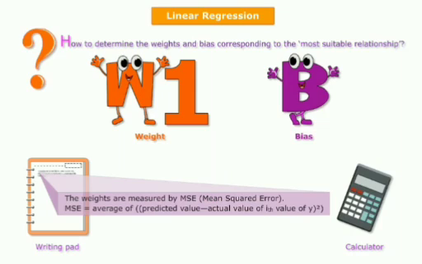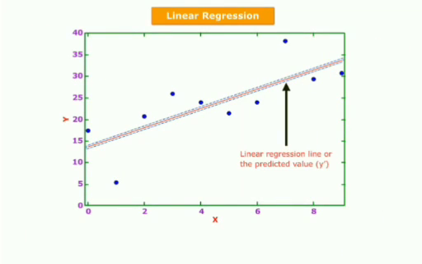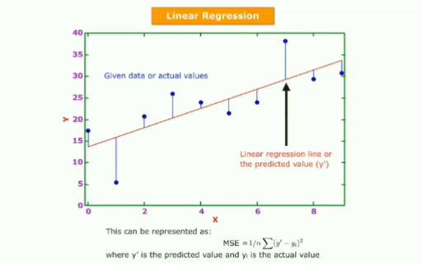MSE is equal to the average of predicted value minus actual value of ith value of y, whole square. Take a look at the given diagram to understand the concept. The red line is the linear regression line or the predicted line y dash. The blue points are the given data or actual values. The average of square of distance from the blue points to the red line must be the minimum value to get the best fit regression line. This can be represented as MSE is equal to 1 by n summation y dash minus yi whole square, where y dash is the predicted value and yi is the actual value.